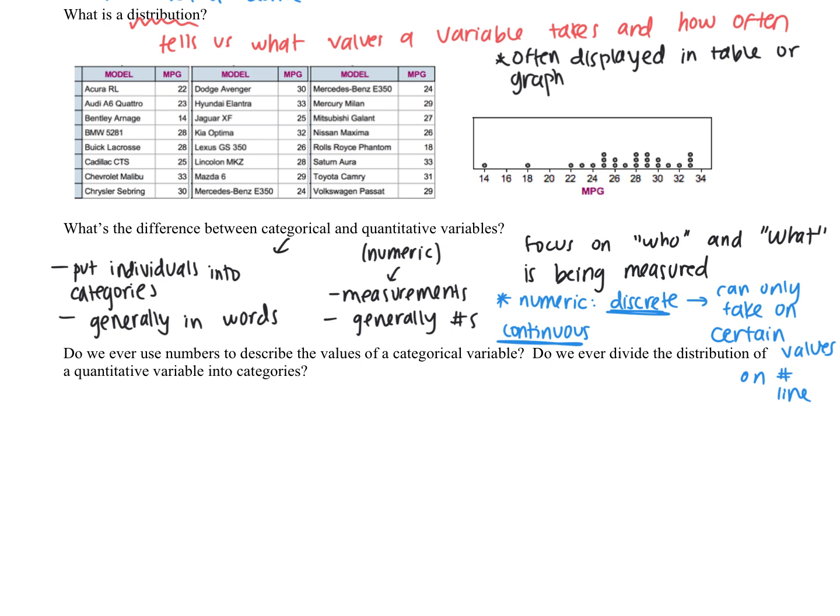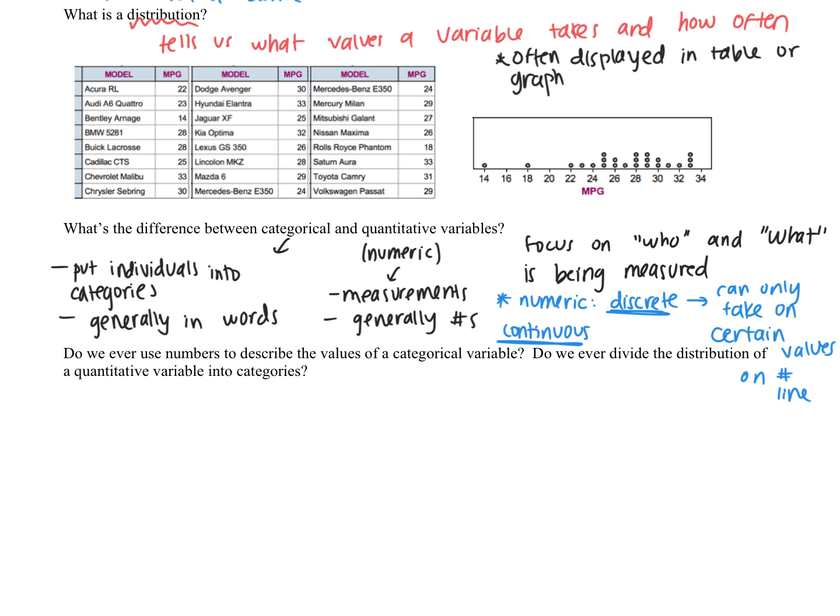So if, let's say you went out to lunch and I asked you, how much did you pay for lunch? And you say $7.35, that's discrete, right? You can't pay 7.357 for lunch. So even though that's not a whole number, that's still discrete.